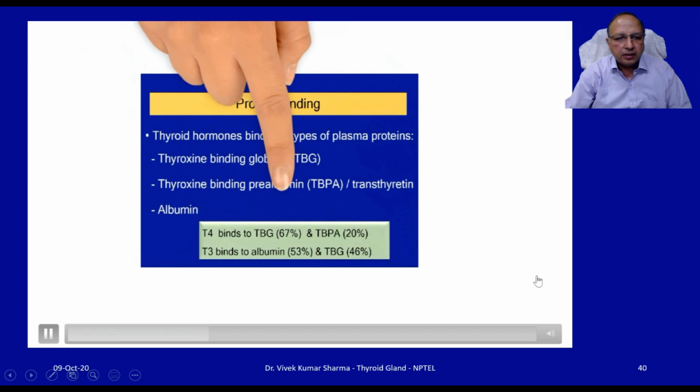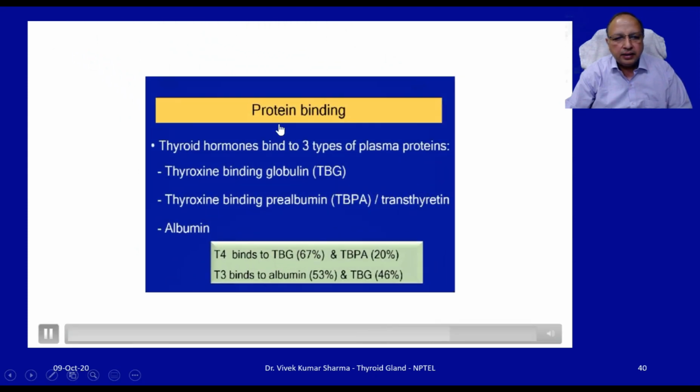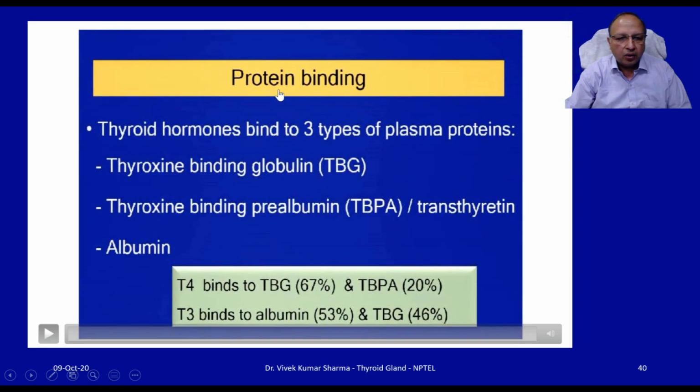So now how do these thyroid hormones circulate in the body? They circulate bound to proteins, and there are three major types of plasma proteins. One is the thyroxine binding globulin, thyroxine binding prealbumin, and the albumin. Out of these, T4 binds most to the thyroxine binding globulin or TBG and TBPA, that is thyroxine binding prealbumin, whereas T3 has the most affinity to albumin and to the TBG or thyroid binding globulin.